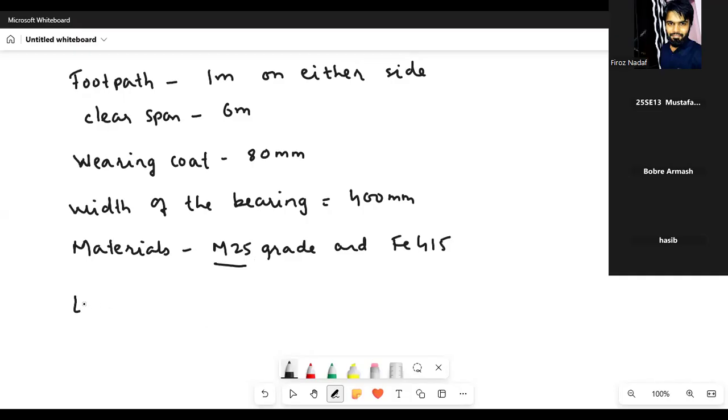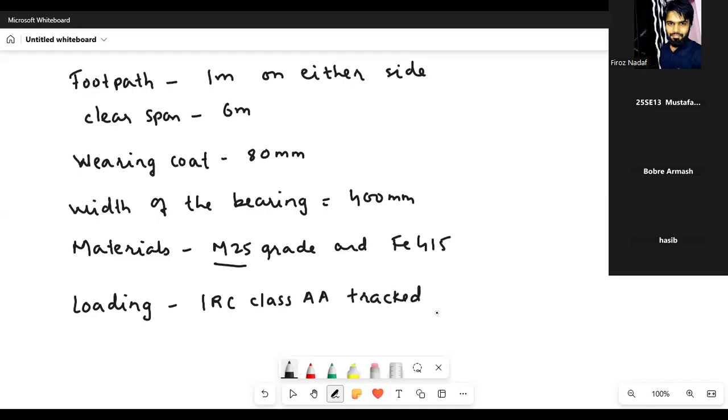And they have given what kind of loading the culvert is subjected to. We have different kinds of loading, and the loading will be specified in the problem. Sometimes they will give you tracked vehicles. At other times they will give you wheeled vehicles. They will specify what kind of load you are required to apply on the bridges in order to design the bridges. Here they have given the loading IRC class double A tracked vehicle.